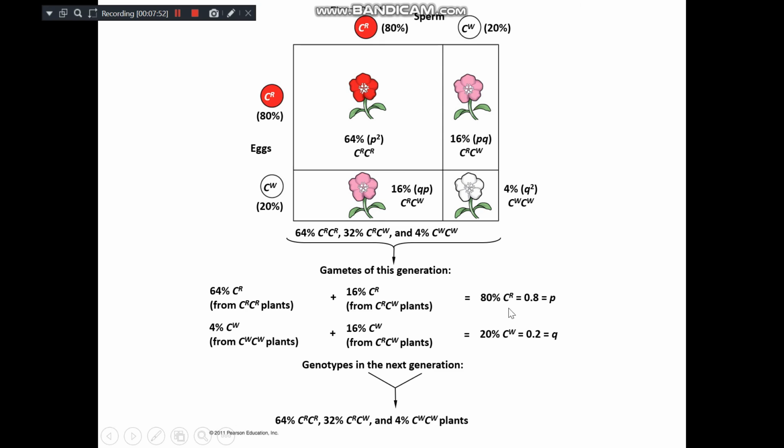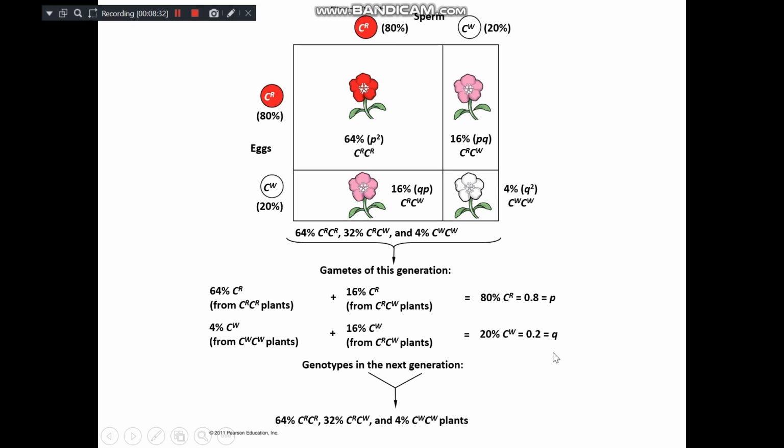It will give you 80% because in the heterozygous condition, 50% is the CR allele and 50% is the CW. So 80%, and the 4% homozygous condition, but 16% is heterozygous CW, 20%. That is 0.2, q. That means what we have assumed, because of the dominance, this 80% is there already. So in the future generation, this 20% is not going to be selected.